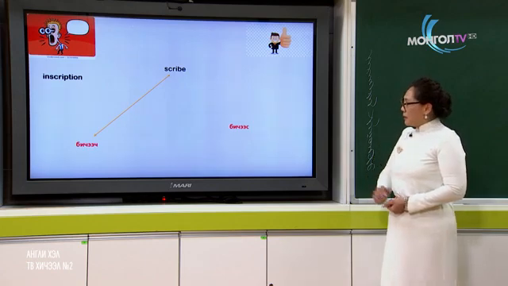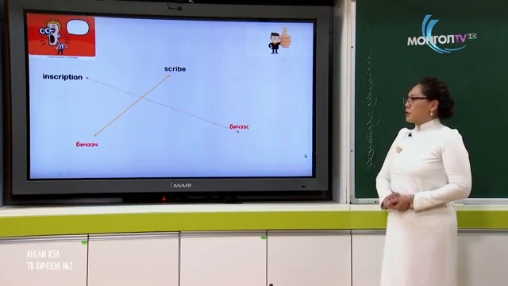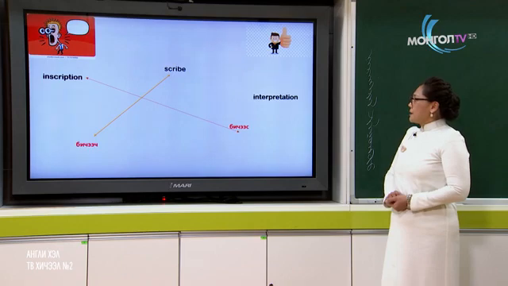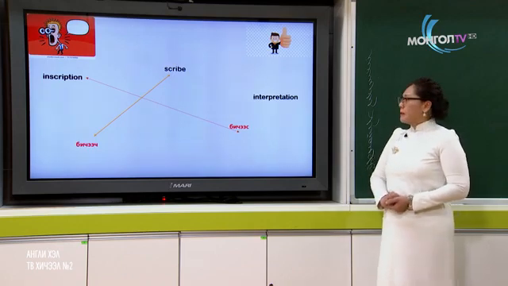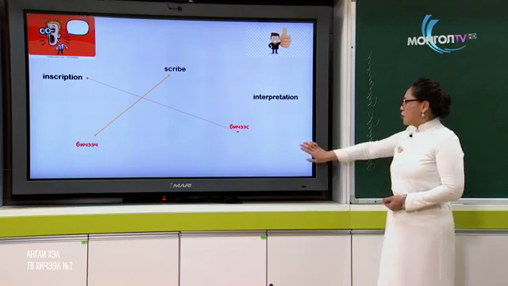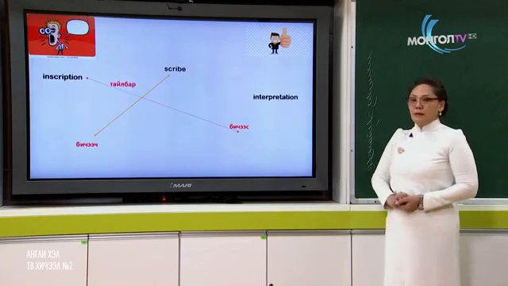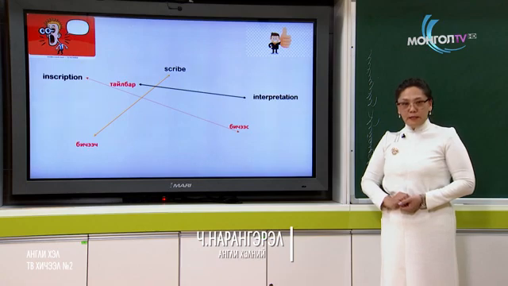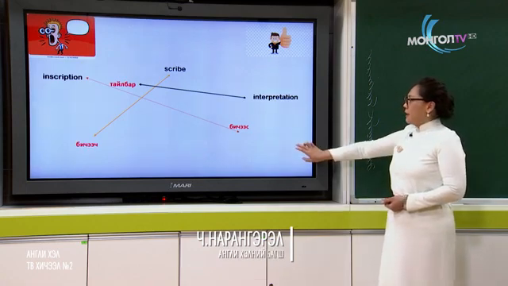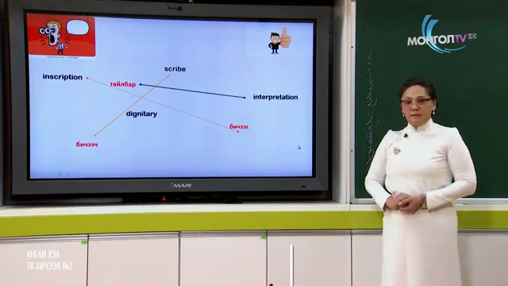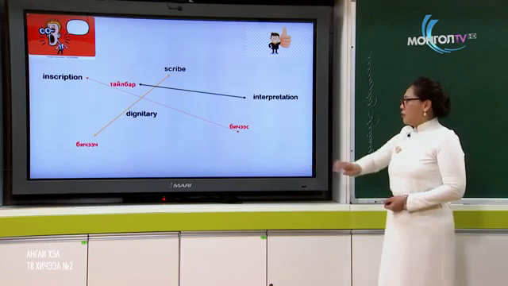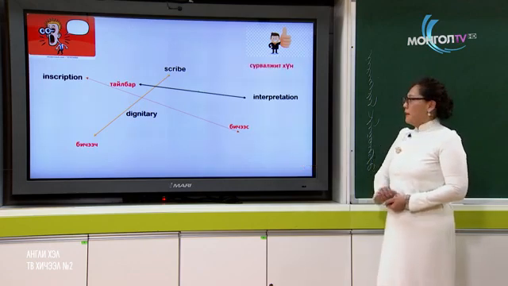This one is here in red. Inscription means it's on the stone. The next word is interpretation. You know that the meaning is the same as explanation. Are you ready now? The next word to check is dignitary. Do you remember that word? I will show you the Mongolian meaning. Very good, you know that word now.